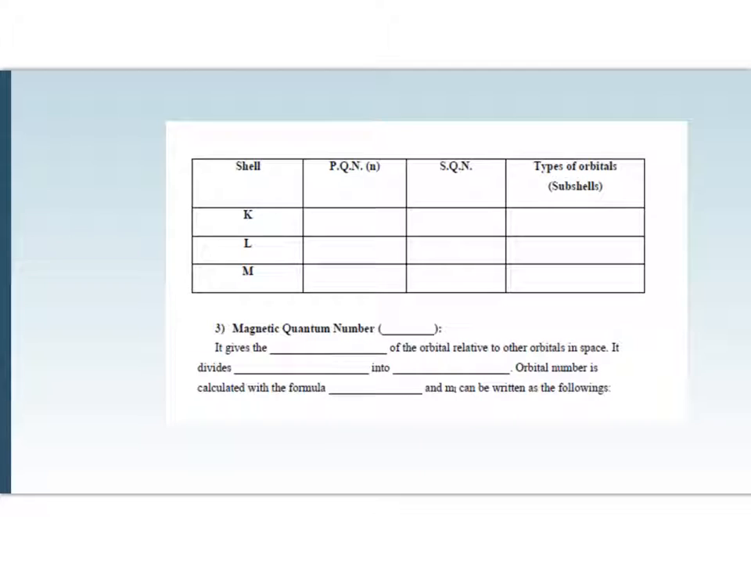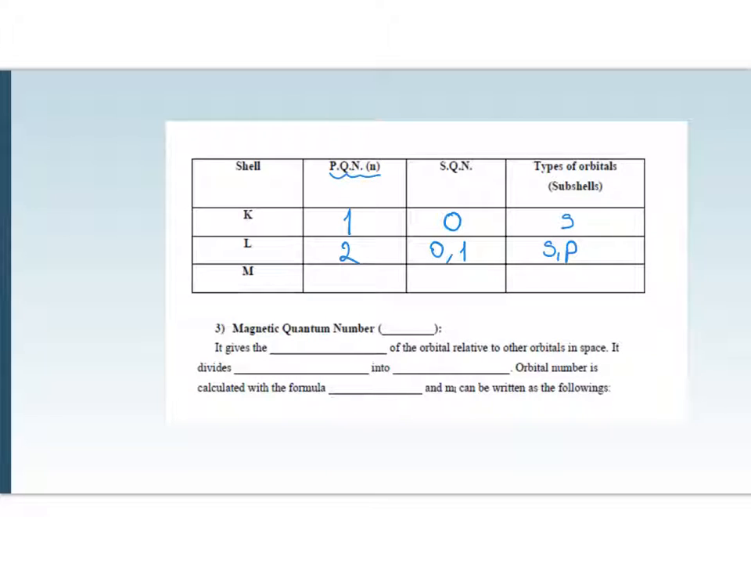Okay, let's look at an example. If you have the K shell, this means that the principal quantum number is equal to 1, the secondary quantum number can be 0, and the type of orbital is going to be only s. When n, the shell is L, when n is equal to 2, then you have 0 and 1 as the secondary quantum numbers, and you can have s and p type of orbital.